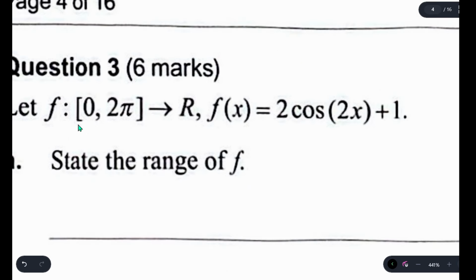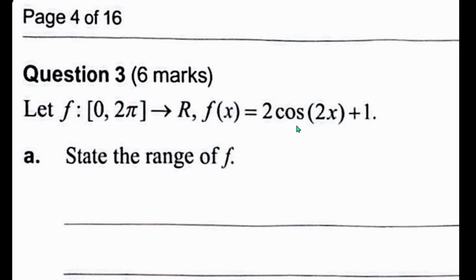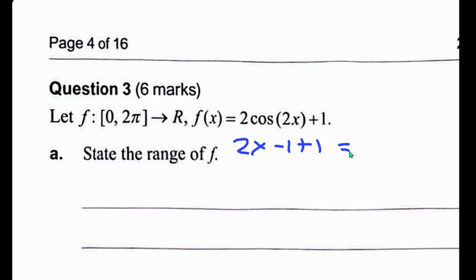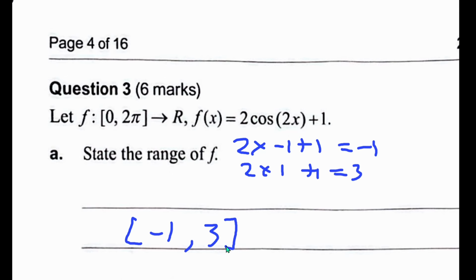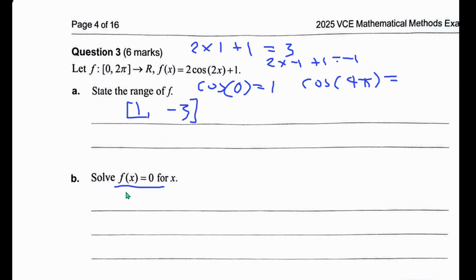Right here in question 3, we have the full range. So if we have 2 times -1 plus 1, that equals -1. And if you have 2 times +1 plus 1, that equals 3. So the range is -1, 3. f of x equals 0. Okay.